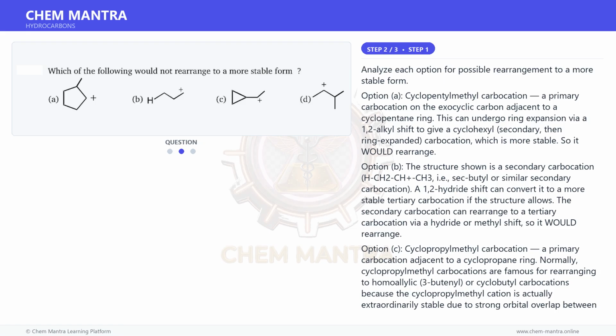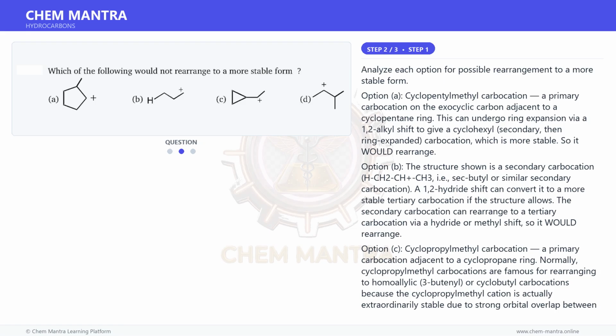Option B. The structure shown is a secondary carbocation, HCH2CH+CH3, i.e., sec-butyl or similar secondary carbocation. A 1,2-hydride shift can convert it to a more stable tertiary carbocation if the structure allows. The secondary carbocation can rearrange to a tertiary carbocation via hydride or methyl shift, so it would rearrange.